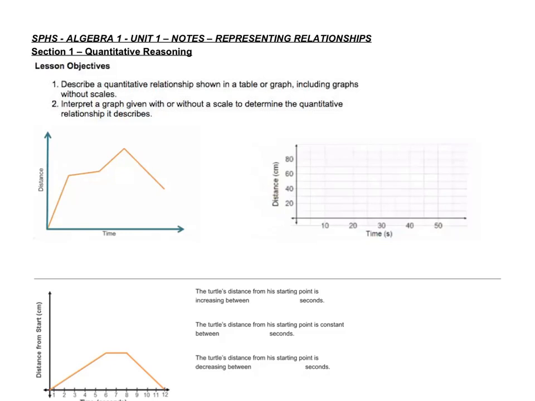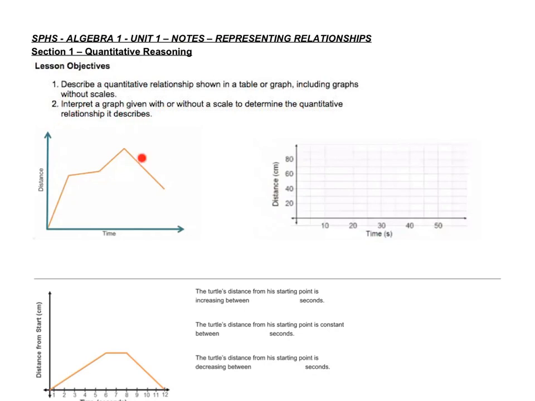All right, welcome. This is a video for Algebra 1, Unit 1 notes, representing relationships. Section 1, we're going to call quantitative reasoning. What we want to get through is to describe a quantitative relationship shown in a table or graph, including graphs without scales. Interpret a graph given with or without a scale to determine the quantitative relationship it describes.